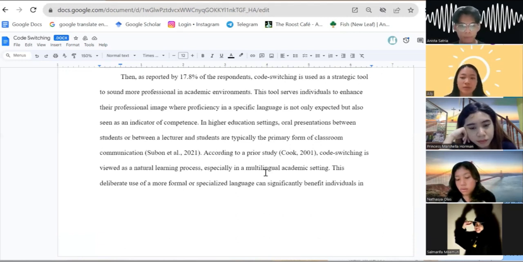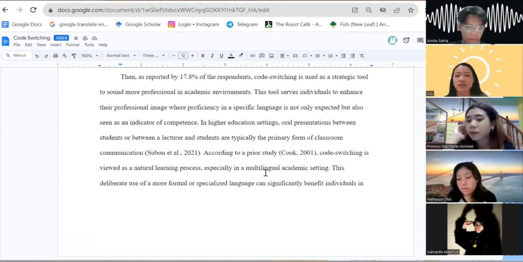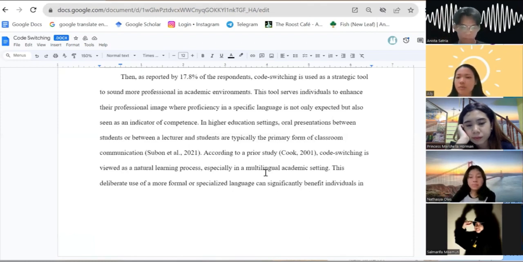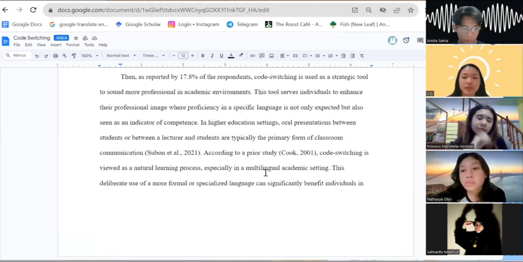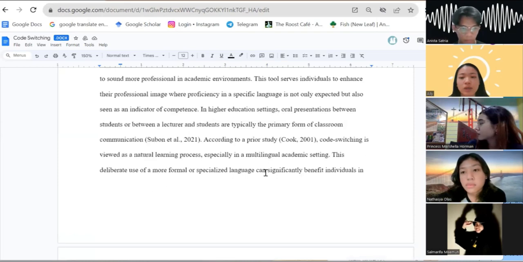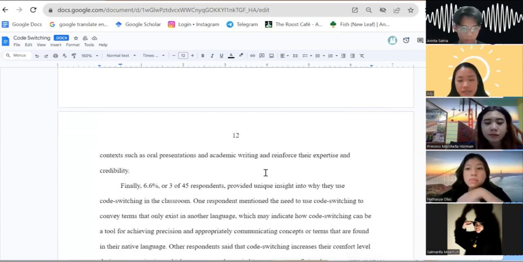Then, as reported by 17.8% of the respondents, code switching is used as a strategic tool to sound more professional in academic environments. Code switching helps to enhance professional image, where proficiency in a specific language is not only expected but also seen as an indicator of competence. In higher education settings, oral presentations between students and lecturers and other students are typically the primary form of classroom communication. And code switching is also viewed as a natural learning process, especially in a multilingual academic setting.